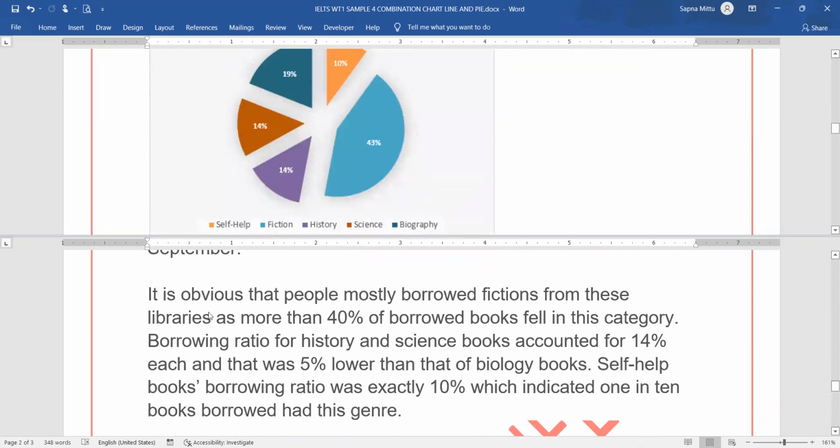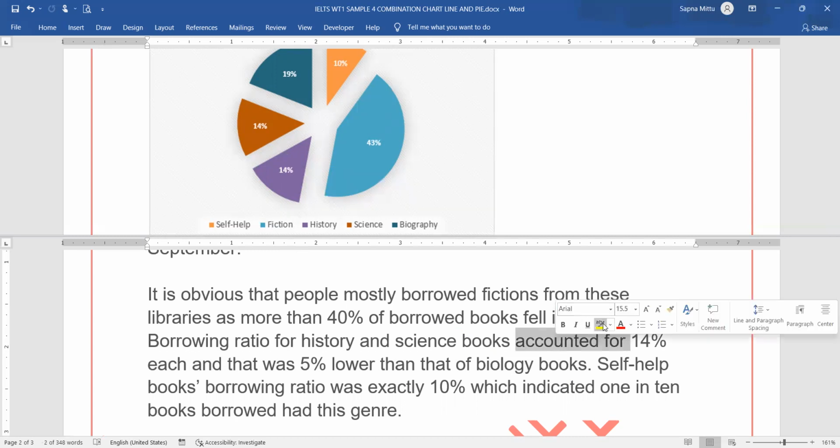People mostly borrowed fiction, सबसे ज्यादा fictions लिए, which was more than 40% fell in this category. And जो ratio था 14%, that remained the same. उसके लिए हम use कर सकते हैं accounted for. So this is really a good word. Again, the task one depends on the comparison as well as the kind of vocabulary which you have used. आपने vocabulary जो है वो different way से use की होगी, उसी के लिए काम आता है ये.